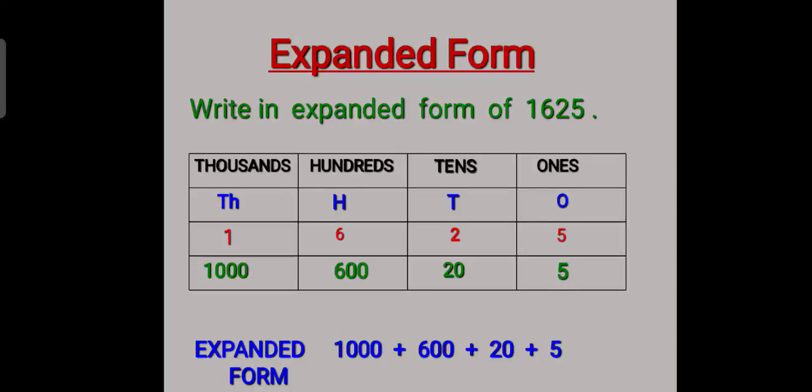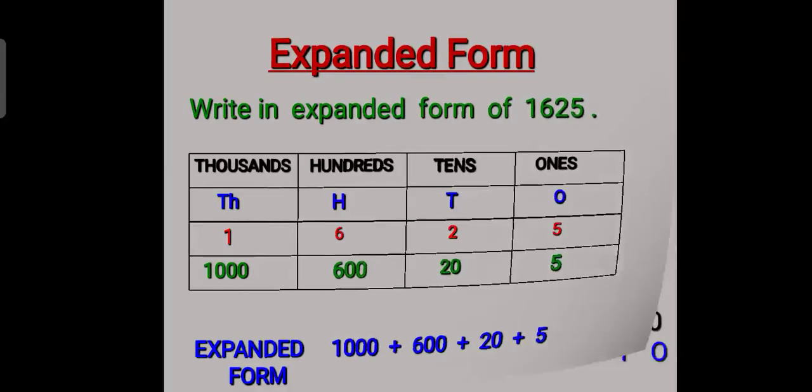Now that we know the place value of every digit of this number, we can easily write the expanded form. The expanded form is 1000 plus 600 plus 20 plus 5.